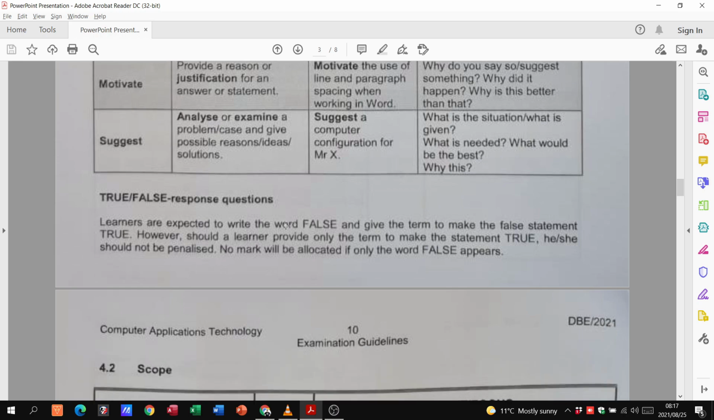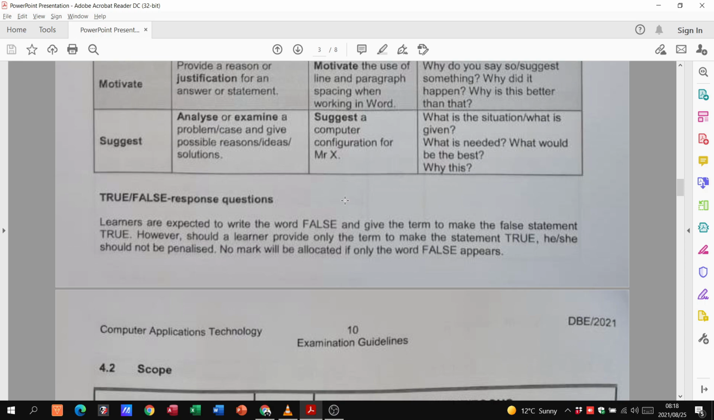Then true or false. True or false has been a little bit of a problem as well, I believe, because of the following. Learners, take note of this. When something is true, it is true. You do not need to back up why it's true. Here they are saying, learners are expected to write the word false and give the term to make the false statement true. I know in the past, they would give you statements, and then they would say to you, is the statement true? Is it false? So if it's true, you just say true. If it was false, you have to give a reason as to why it's false.